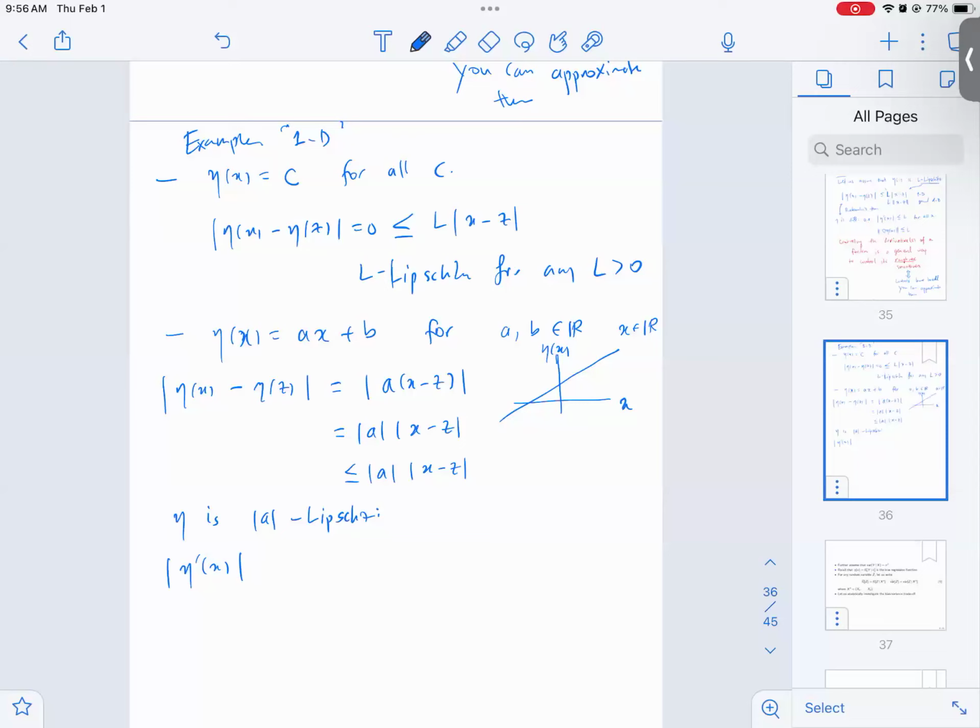So this is going to be absolute value is A. This is for all A. For all X, so it's definitely less than or equal to A for all X. So by Rademacher's theorem, that's another way of showing that it's Lipschitz.